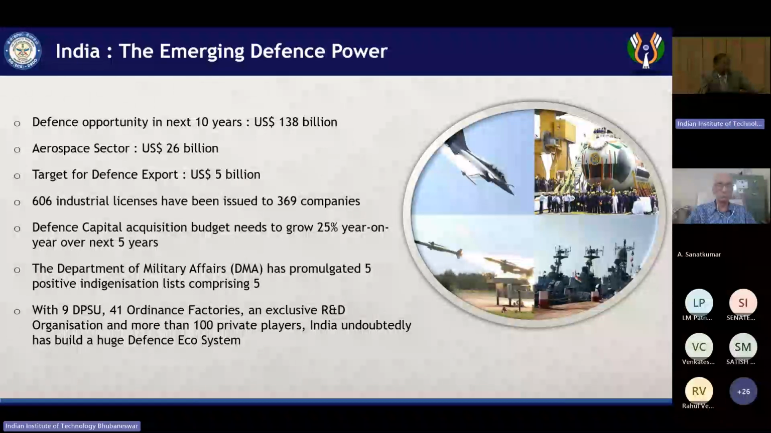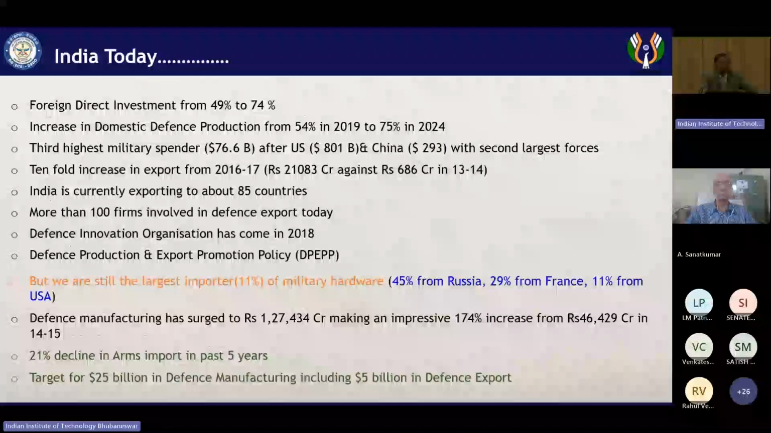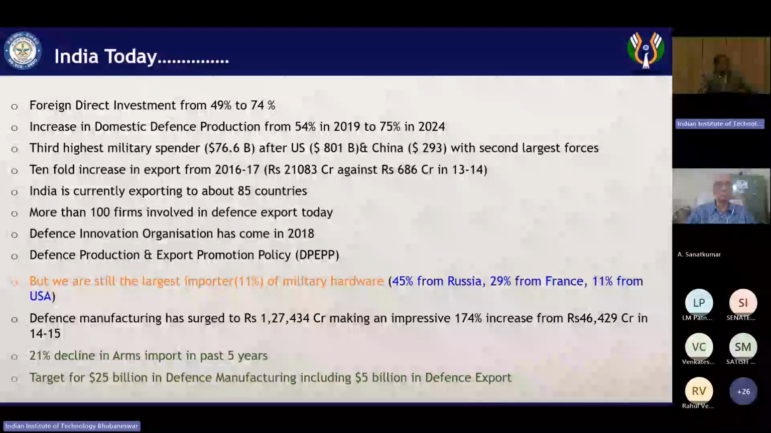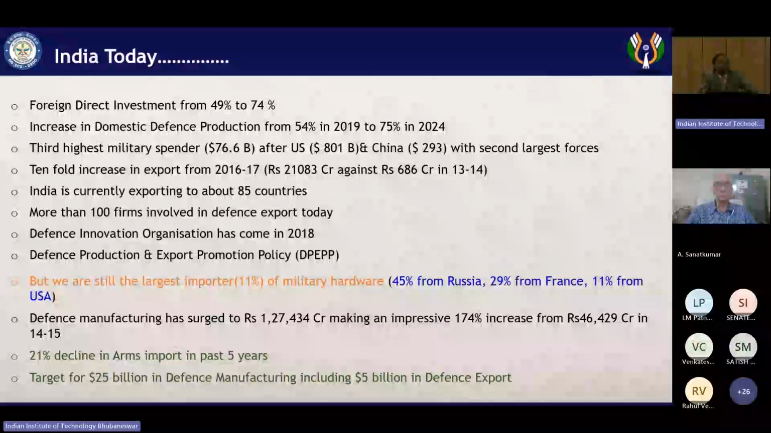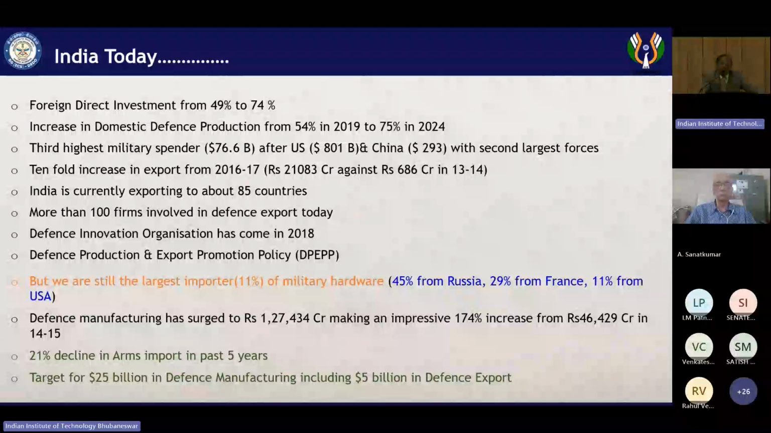Today, India is going forward as a great country because we have strong technology. We have foreign direct investment, which is going up from 49% to 74%. We have huge domestic defense production now. There was a time we were importing everything from abroad, right from a missile up to a tank, up to aircraft. Today, our domestic defense production has scaled up from 54% to 75%. You understand this figure is phenomenal for a country. Three-quarters of the defense requirement is being produced in the country. Only one-quarter is imported, and probably soon we will close that gap.